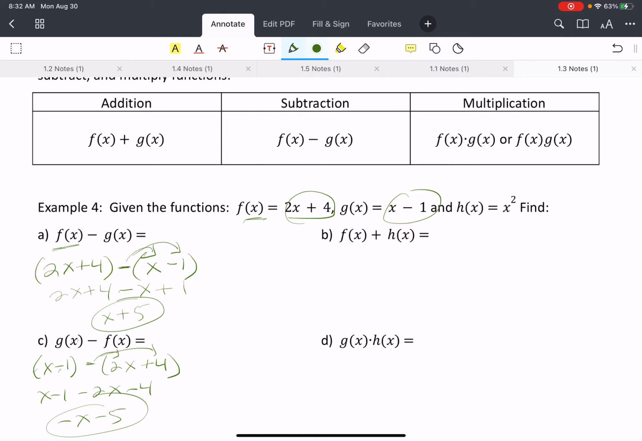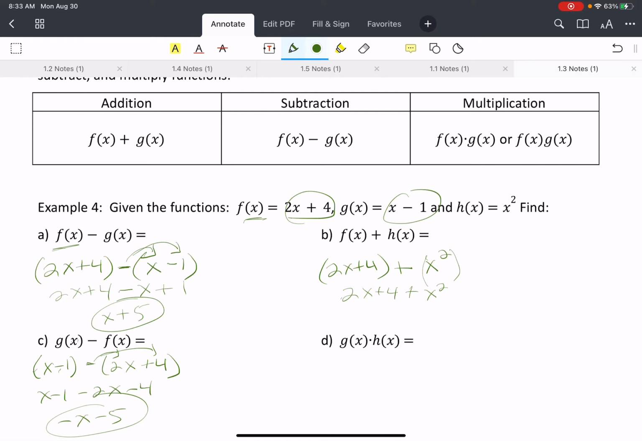Okay, let's go over B real quick and then I'll help with D. So B, I put the f of x first plus my h of x. Now if I'm looking at this, I always like to put them in parentheses, but do you see how there's nothing in front of either one? So the parentheses don't matter because there's nothing to distribute.